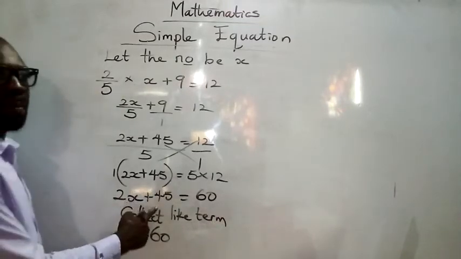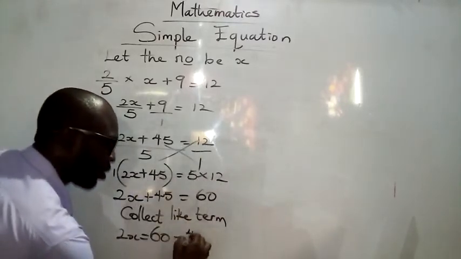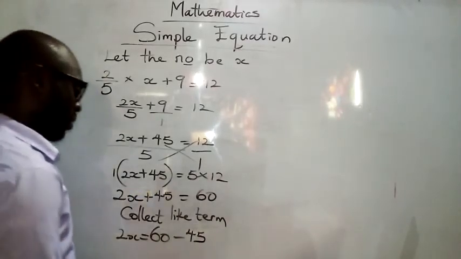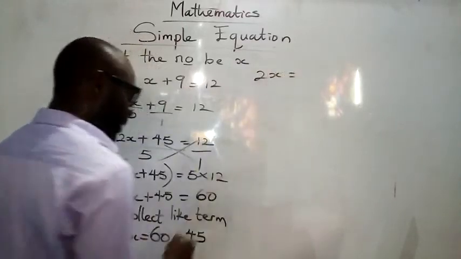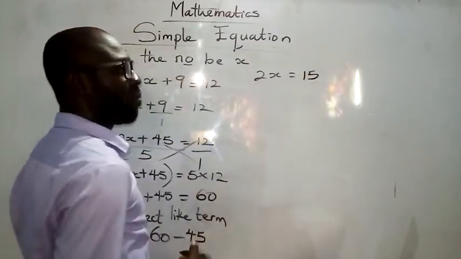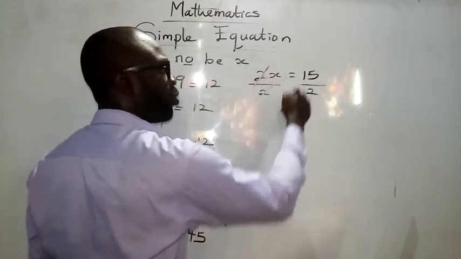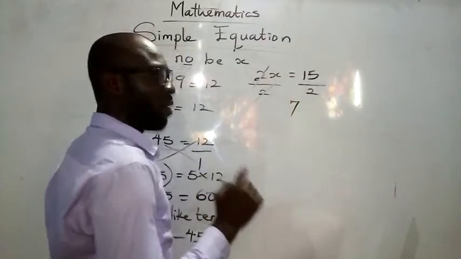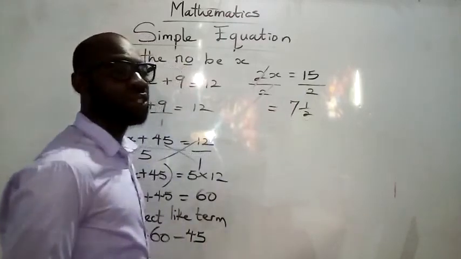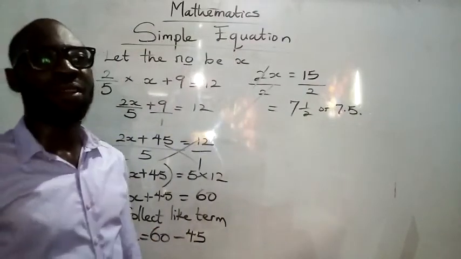Now in collection of like terms, 2x will be equal to 60. Now this is plus 45. In moving over to the other side, it becomes subtraction. And so we have 2x will be equal to 60 take away 45, which is 15. So therefore, making x the subject of the formula, we divide both sides by 2. 2 cancels 2. And 2 into 15, we have 7, remainder 1 over 2. So our answer is 7 whole number 1 over 2, or 7.5.